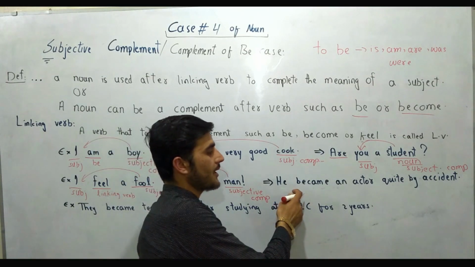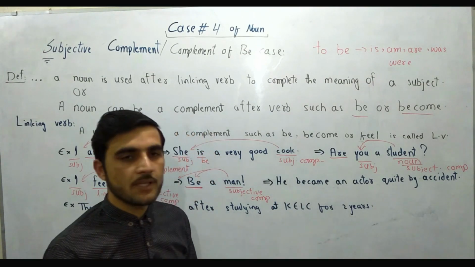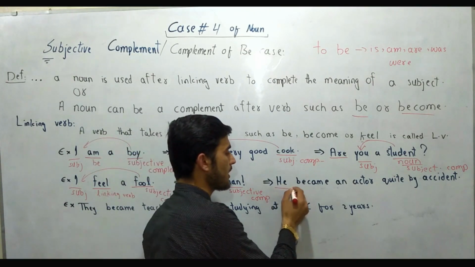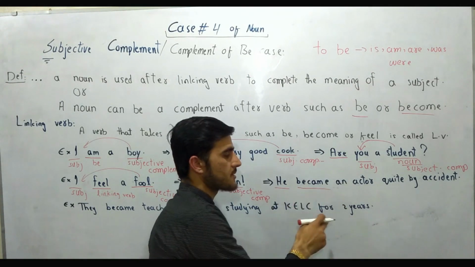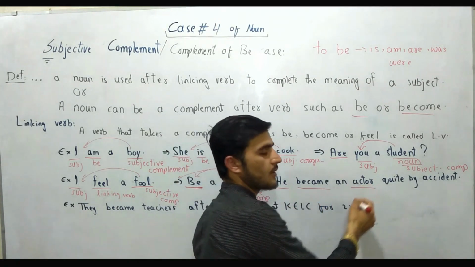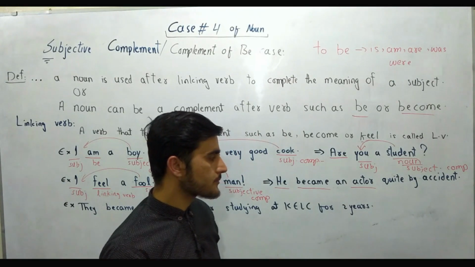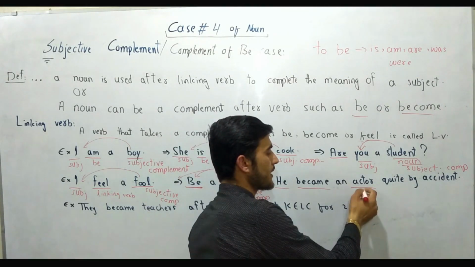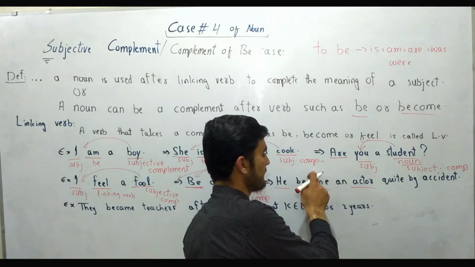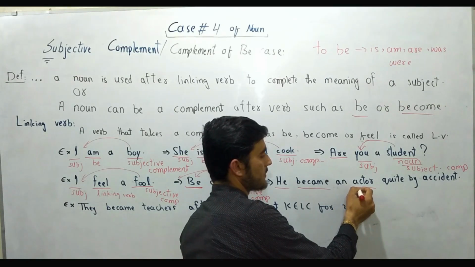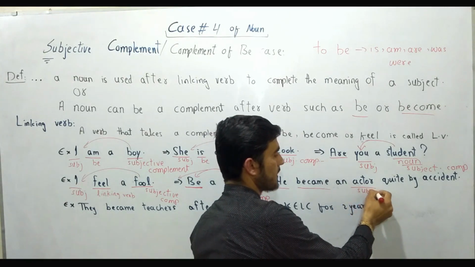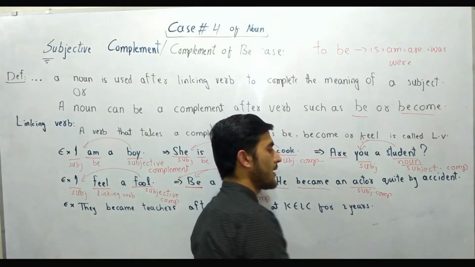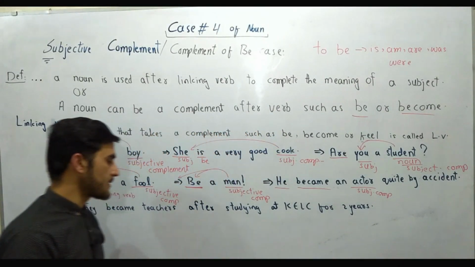He became an actor. He became what? He is the subject, became is a verb. An actor, that is our noun. So he became an actor. An actor completes the meaning of he became, right? That is our subjective complement, case of noun. Quite by accident, that is the rest of the sentence.